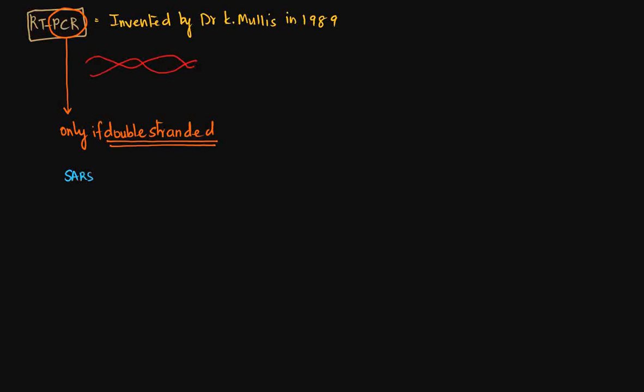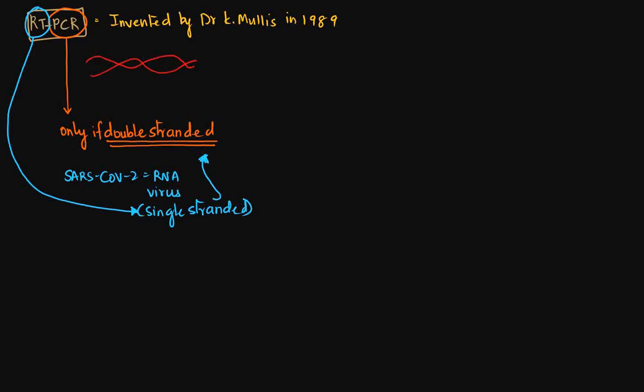But since COVID-19 is an RNA virus, it only has a single strand, and therefore a complementary strand needs to be synthesized in order to make it double-stranded using the enzyme reverse transcriptase. And hence this process is known as RT-PCR. So now, once we have the double-stranded genetic material, we amplify it using the PCR technique.